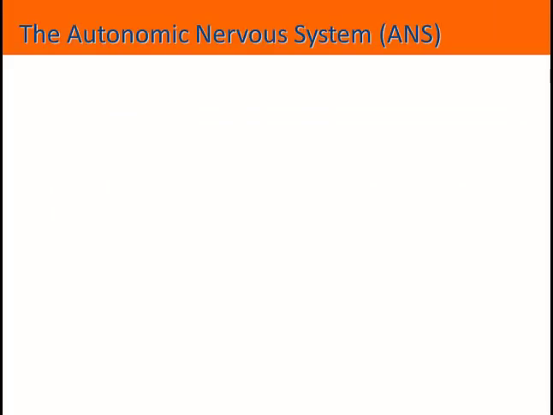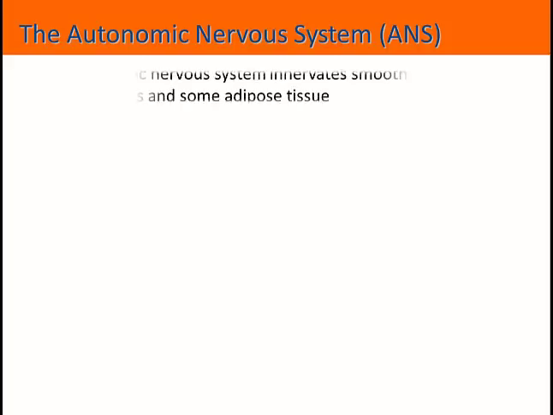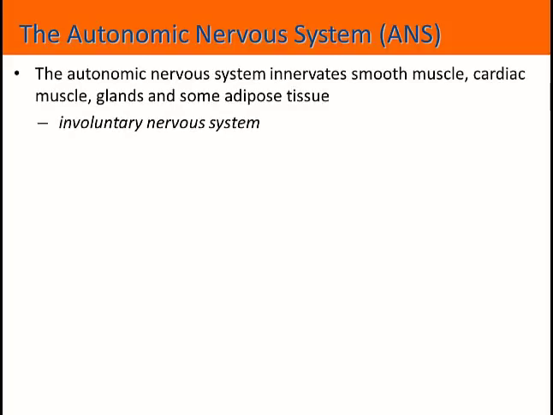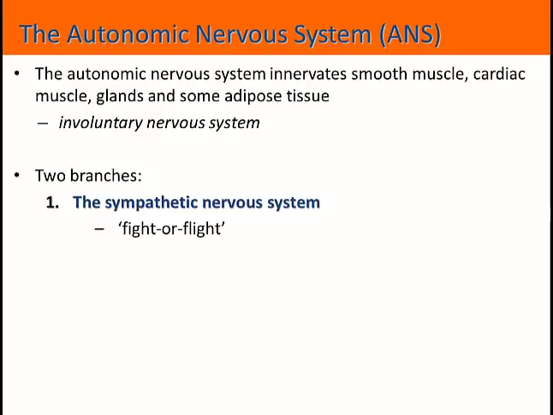Now that we've examined the major plexuses of the peripheral nervous system, we'll turn our attention to the autonomic nervous system. The autonomic nervous system serves smooth muscle, cardiac muscle, glands, and adipose tissue, and so controls many of the automatic functions in the body, things that you don't exert conscious control over, things like heart rate. And so it's often referred to as the involuntary nervous system.